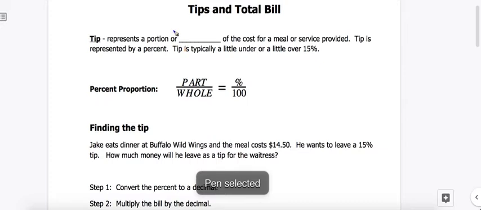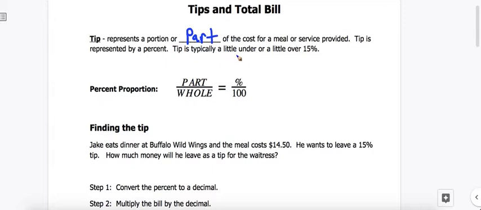So a tip, which you're probably familiar with, represents a portion or part of the cost for a meal or service provided. So you might leave a tip in a restaurant, you might leave a tip for a hairdresser, you might leave a tip if you have a cleaning service or stay at a hotel. So there's plenty of places that you might leave a tip.